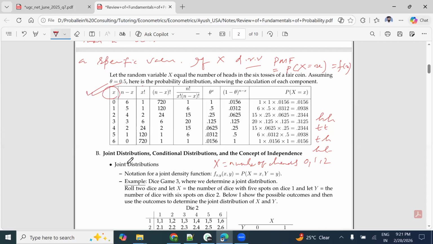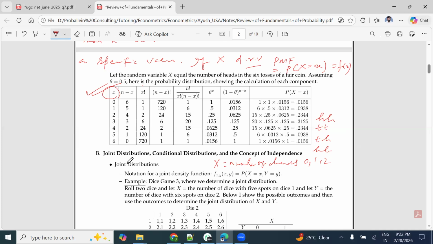If you increase the number of tosses to a little more than 30, we will see what happens, but at least with 6 tosses of a fair coin, you calculate n minus x, then n minus x factorial, then n factorial upon x factorial into n minus x factorial, then theta to the power x into 1 minus theta to the power n minus x, then the probability of X equal to x. Is it clear?